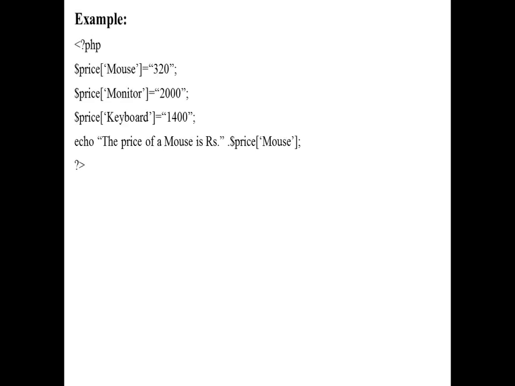Okay, let's see the example of this. So you are accessing the price of mouse. Okay, so how do you have to write? $price, then $price and then mouse. So which value of the mouse is to be printed over here.